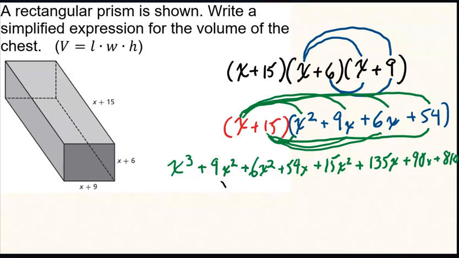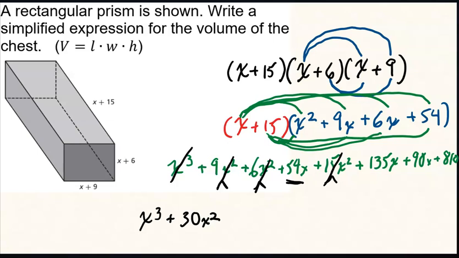I have a 9x squared. I have a 6x squared. They can go together. Then I have a 15x squared. They can go together. And I'm actually going to do that now to get them off my plate. A 9 plus 6 plus 15 is 30. So that's 30x squared. We can get rid of these to clarify this. I also brought that x to the third down. So let's see what else we got going on.